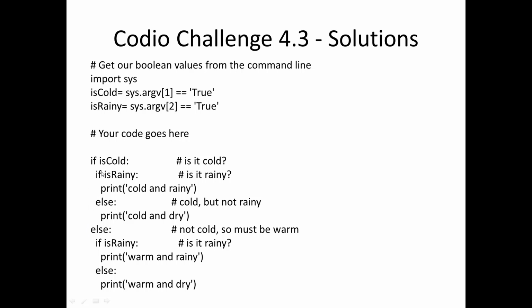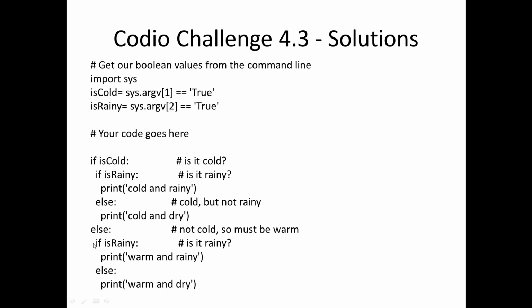So here we go. If it's cold, in this case it is true, we're going to ask if it's rainy. If this is true, we're going to print cold and rainy. Otherwise, we're going to print cold and dry. Notice, because we're still in this structure, cold is true. So we ask about the second variable next. If it's false, that means cold and dry. We end up in this part of our program if it's not cold, this else condition. So that tells you straight away that cold is false.